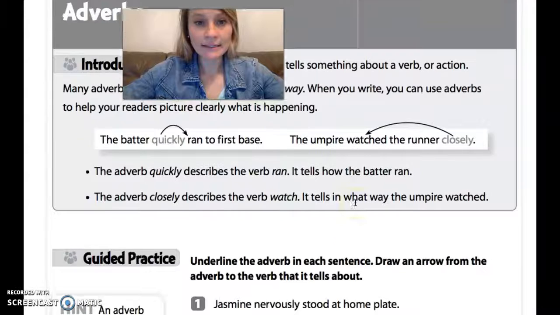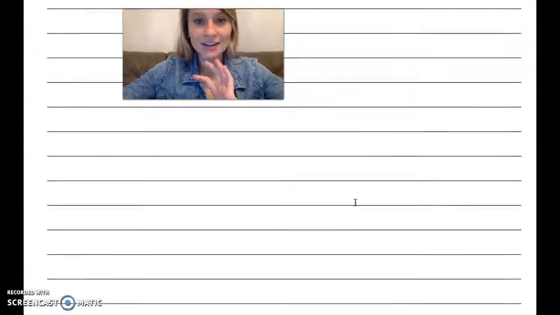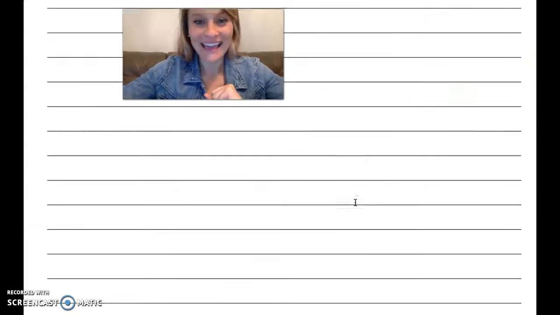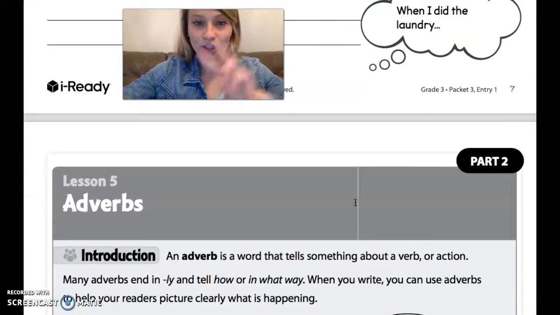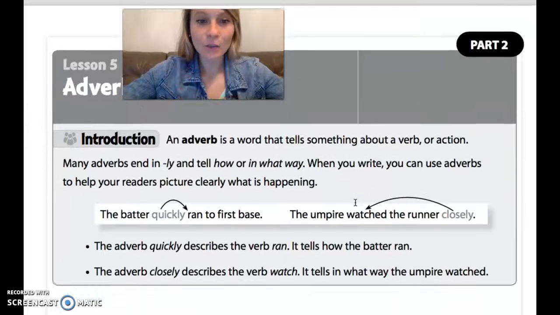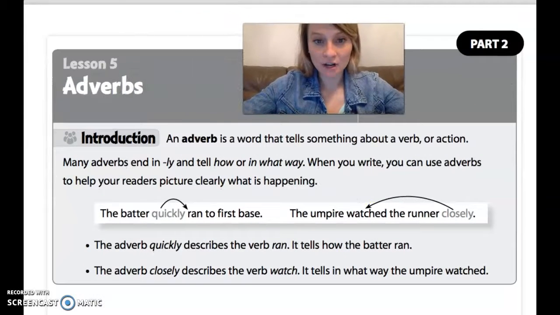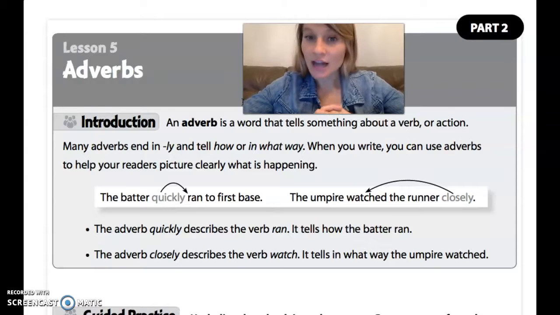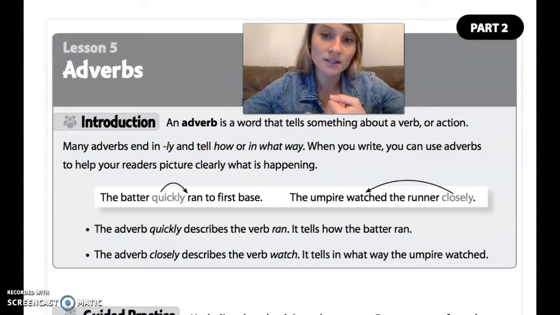So your writing today looks like this. So we just did our laundry story. Something goes badly wrong. And then you guys have the part 2 of this, and we're going to be reviewing adverbs. Now remember, an adverb tells something about a verb or an action. Lots of times it ends in an ly, and it really describes how or in what way did the runner or the person do something.